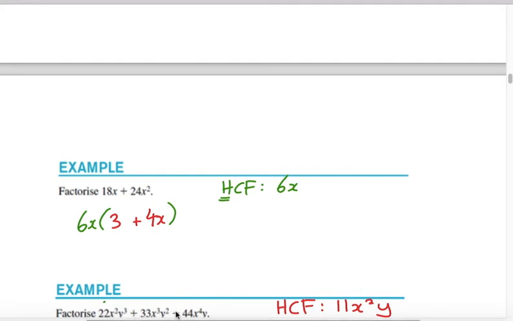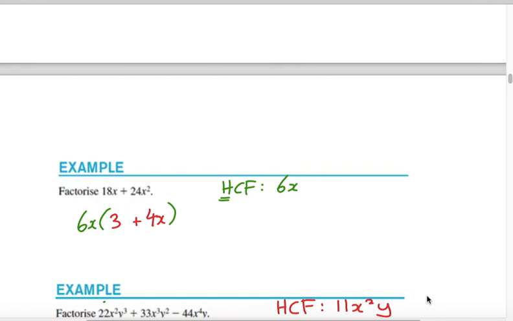Then for the x's, you've got an x squared, an x cubed, and an x^4. So the biggest thing that's common to all of those is x squared. So you will take out an x squared. In terms of the y's, you've got a y cubed, a y squared, and a y to the power of 1. So the biggest thing you can take out is just y to the power of 1. So the highest common factor is 11x squared y.